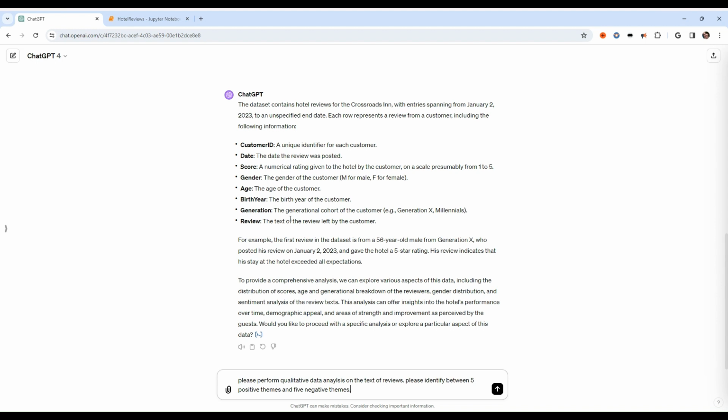Now we are ready to understand the themes in our dataset. Because of ChatGPT's little hiccup, I restarted ChatGPT and reloaded the data so it became familiar with it again. Now, let's ask it to perform qualitative data analysis on the textual reviews. I'm going to ask it to find 5 positive themes and 5 negative themes. I'm doing this because otherwise it might give me too broad of a view, so I'm trying to focus it on 5 and 5.